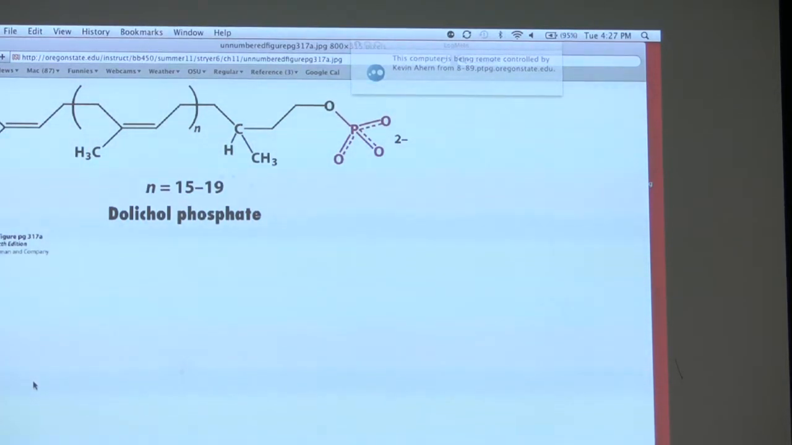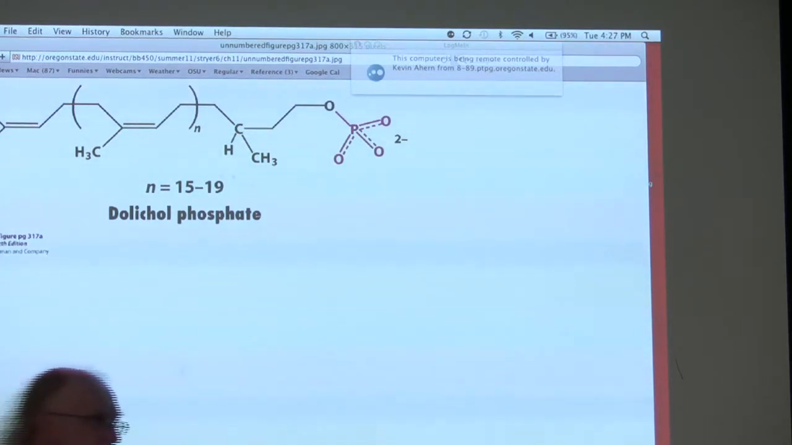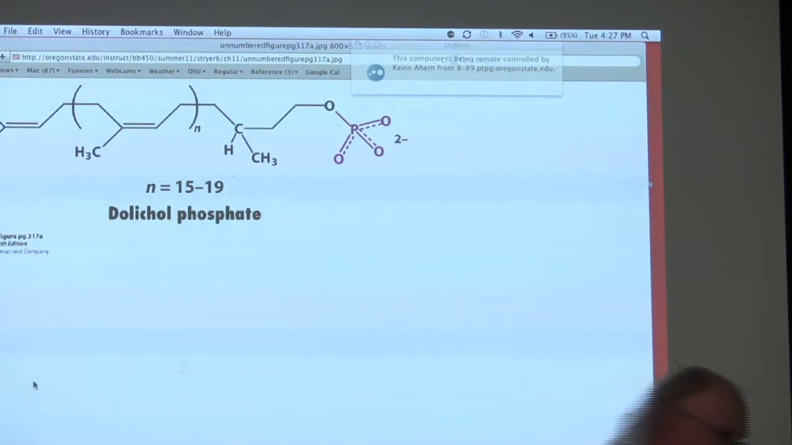Okay, so what you see on the screen is an odd molecule. It's called dolichol phosphate, and looking at its structure, you can see that it is a long molecule. That's indicated by this n here. n is 15 to 19 of these units. You see that this long molecule has a very, very nonpolar end. Nothing in there to interact with water. At its other end, it has a phosphate. Phosphate, of course, likes to interact with water.